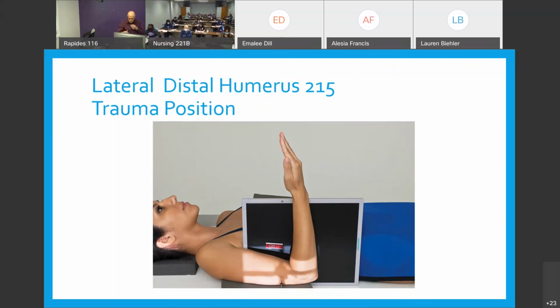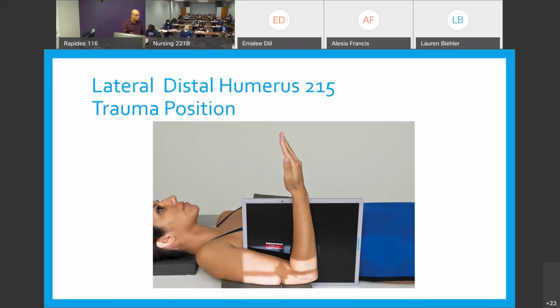Everybody with me? This is on page 215. This is going way back now. This is the lateral. This is one of those trauma views. But this is the other part of the transthoracic. We got the upper. We have to include the distal part now.